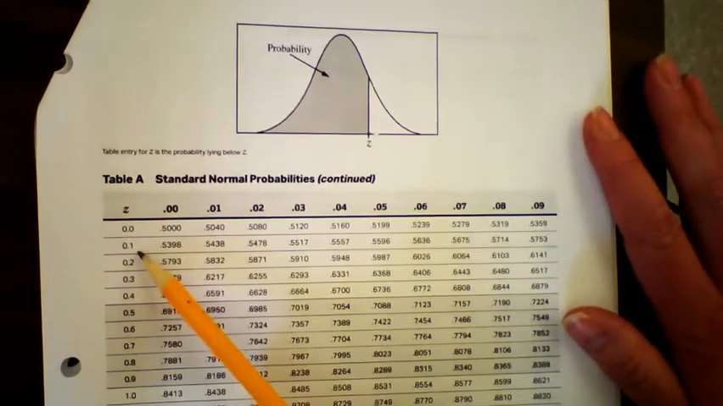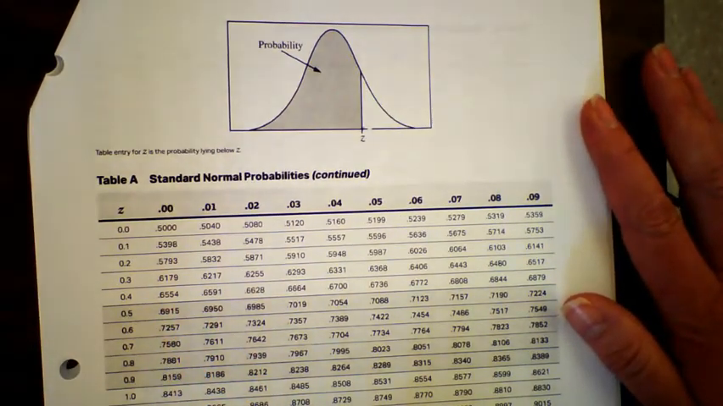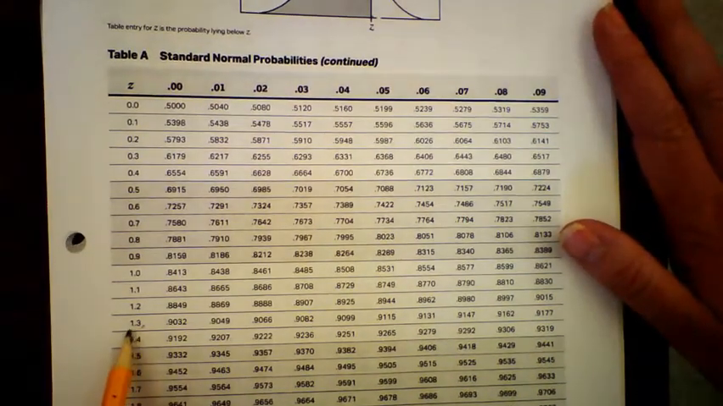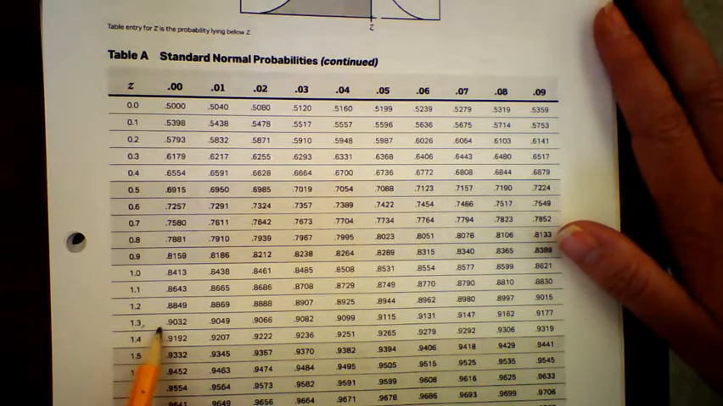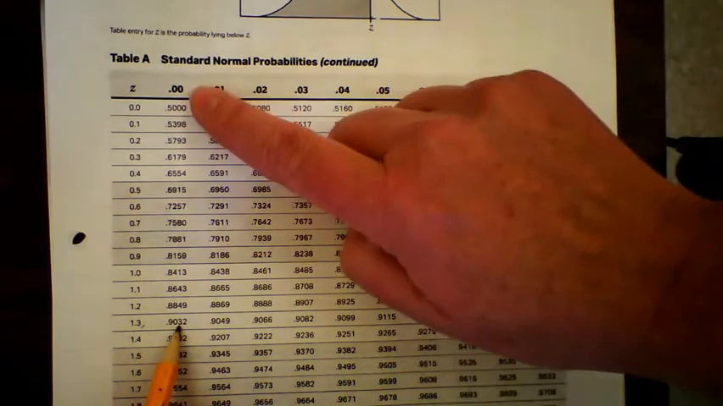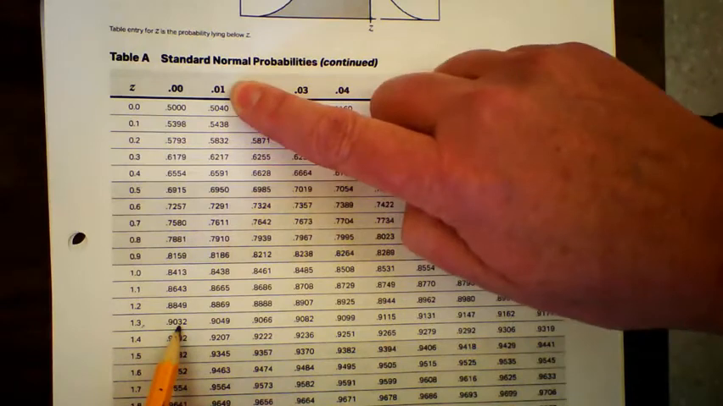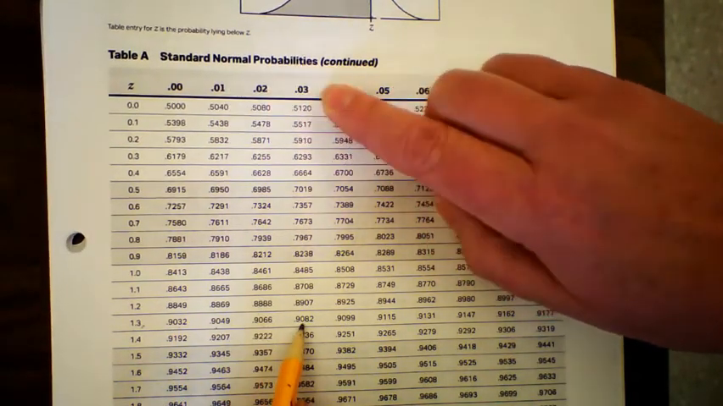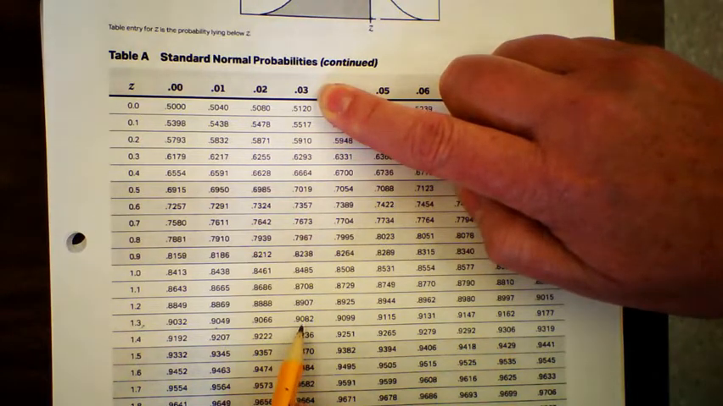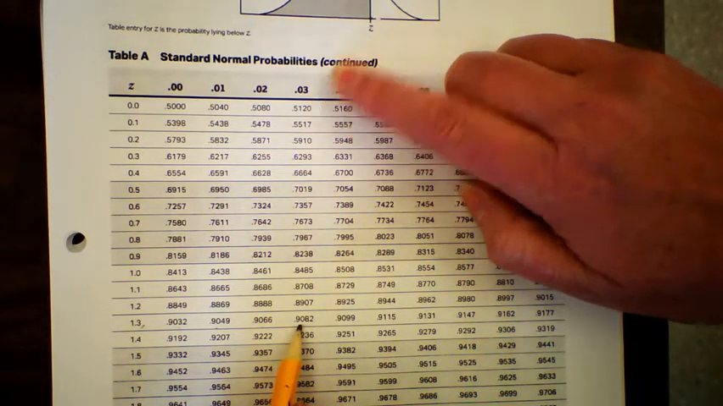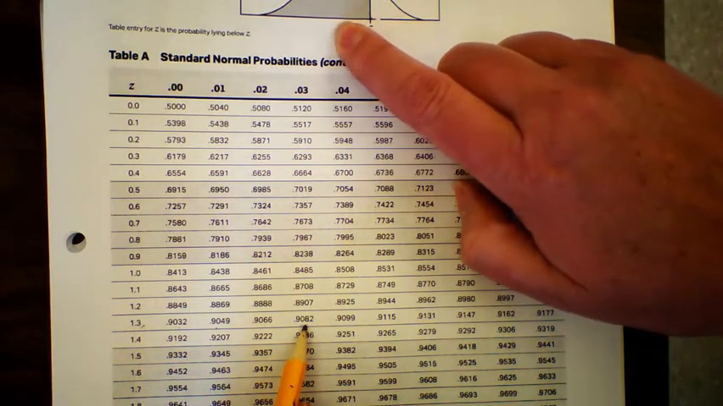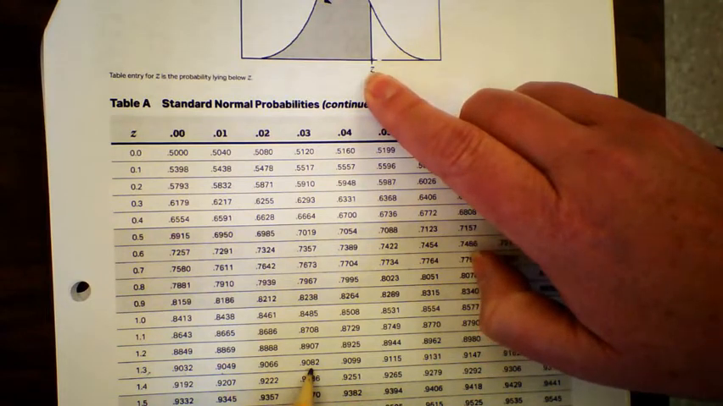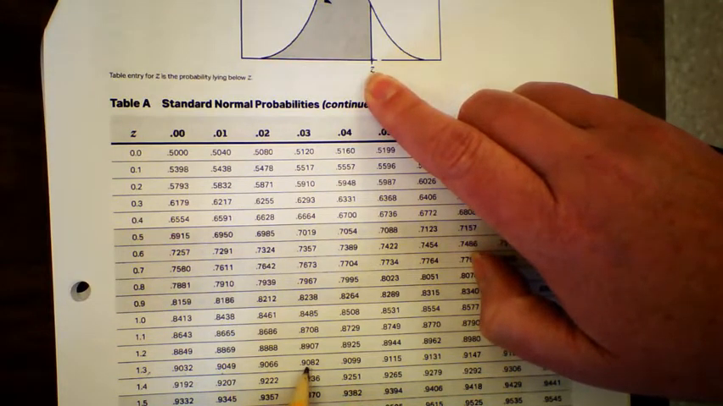And let's see if we can find our 1.3. Whoops, you can't see that. 1.3. Now we go over. This is 1.30. See at the top. 1.31. 1.32. 1.33. So our first answer is the area to the left of z being 1.33 would be 0.9082.